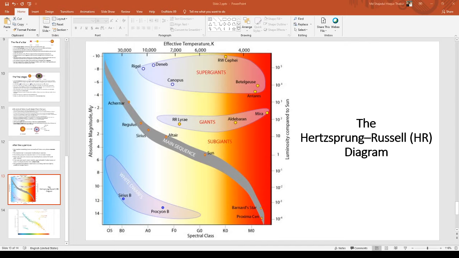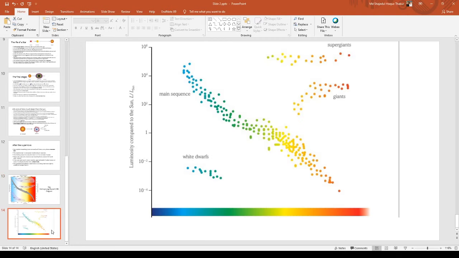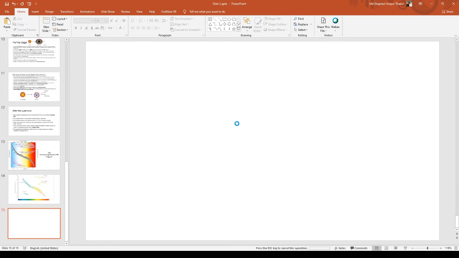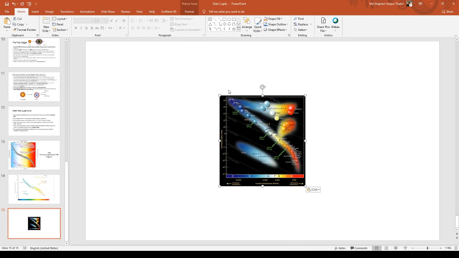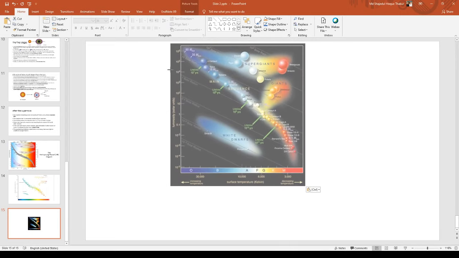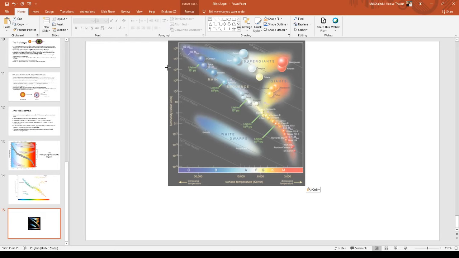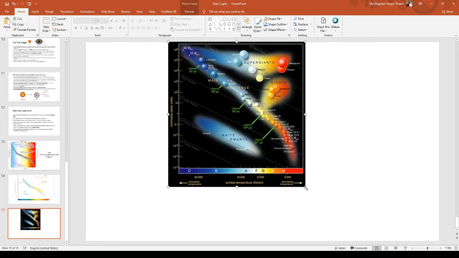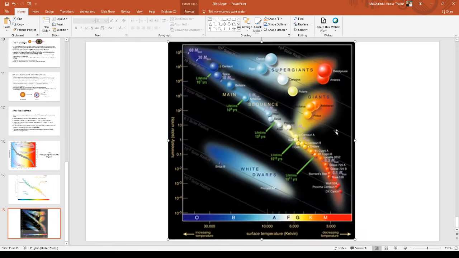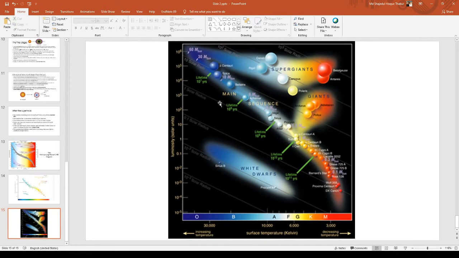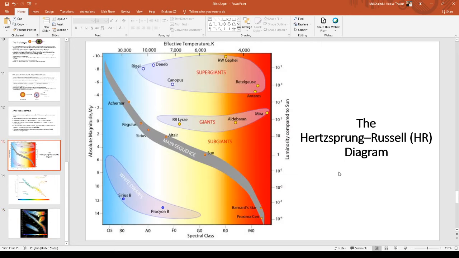If you want to see it, the actual diagram looks kind of like this. Let me show you. Yeah, this is from Wikipedia. So this is what the actual diagram looks like. But in this diagram you can see there are lots of blobs, right? Each of those blobs is a star. Okay, anyway, so let me explain from this diagram what the Hertzsprung Russell diagram is.